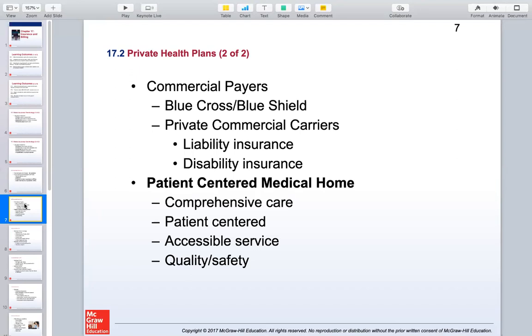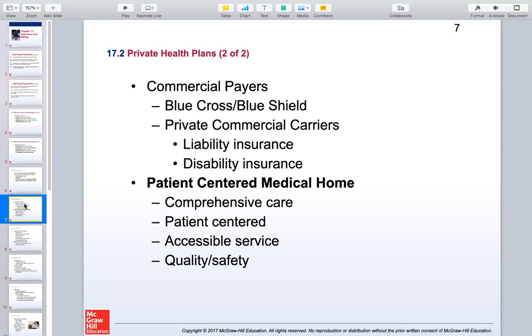Where disability covers is people who are injured or disabled for non-work injuries. So an example of this would be, let's say that I had back surgery, and after the back surgery I was never really the same. I wasn't able to sit for long periods of time. I wasn't able to stand for long periods of time. So I might have certain coverage for disability insurance that would help pay for my daily expenses as well as my health expenses. So that's the difference between liability insurance and disability insurance.